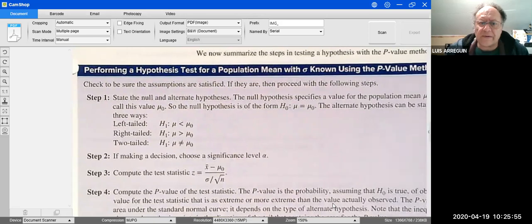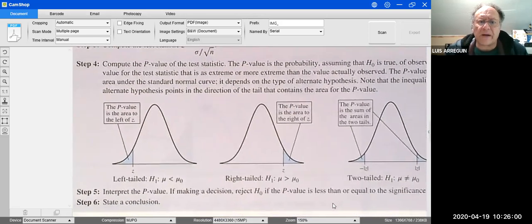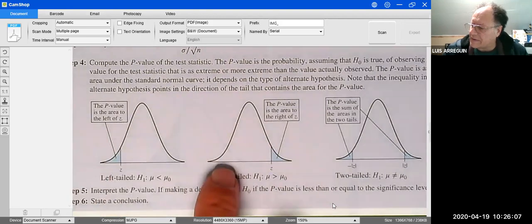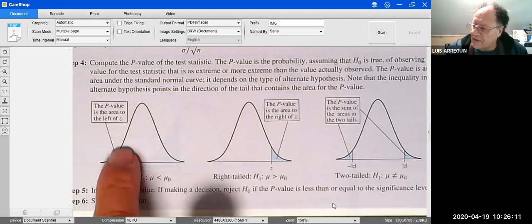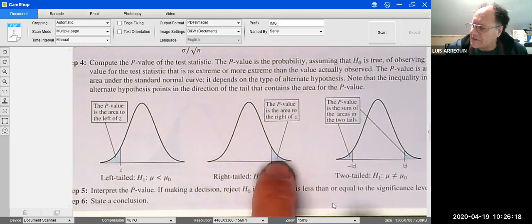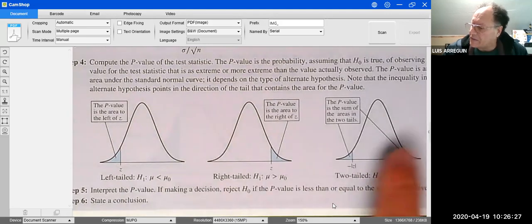In this case, given that test statistic, you're going to compute different values of probability that depend on the kind of alternative hypothesis. If you have a left tail test, you're going to find the p-value by computing this area under the curve. If you have a right tail test, you're going to use this diagram and compute the area under the curve again, the right tail. Or if you have a two tail test, you're going to compute these two areas and add them up to get your p-value.